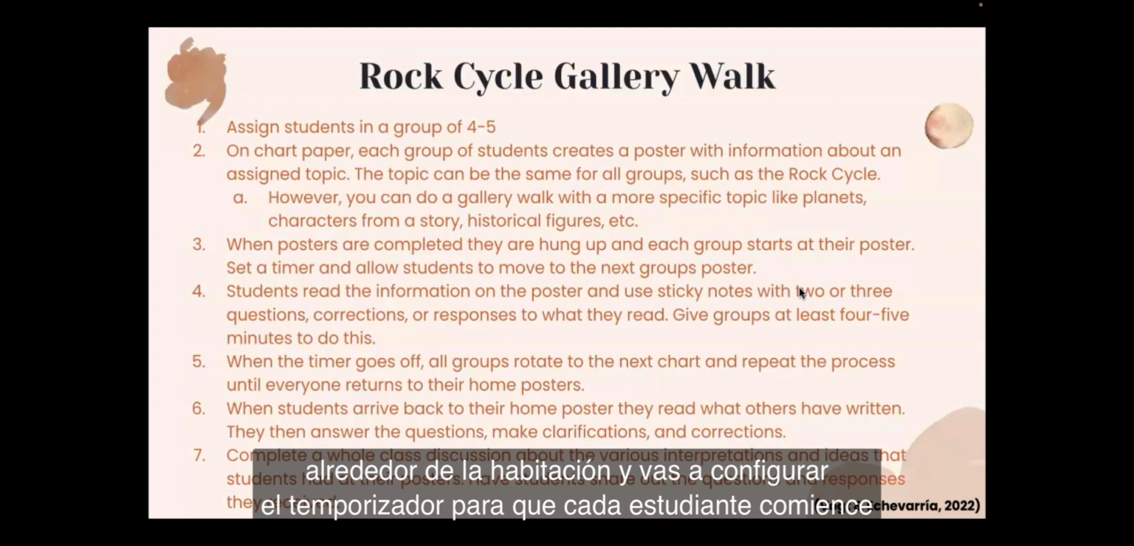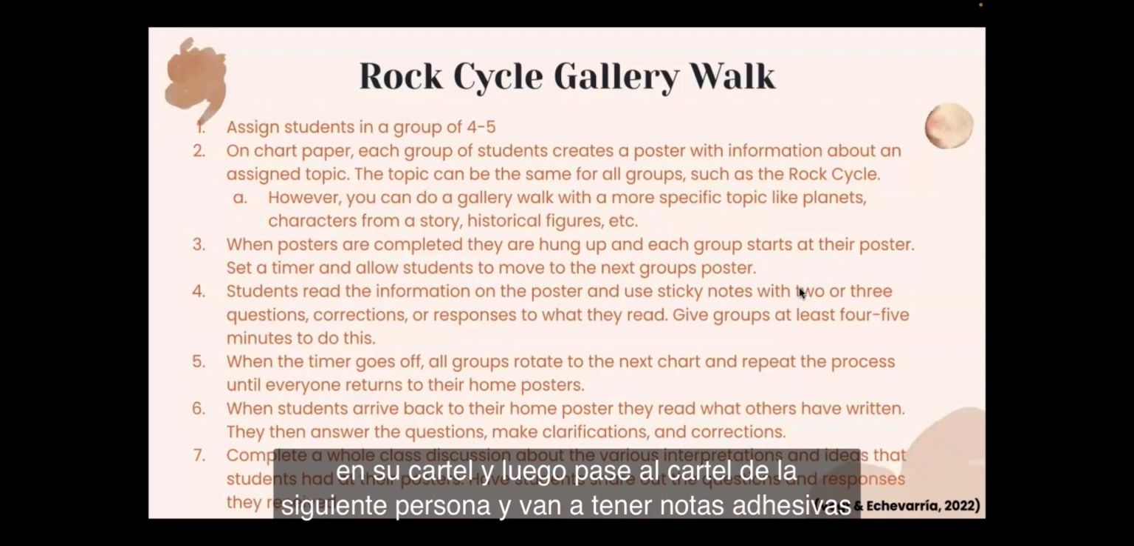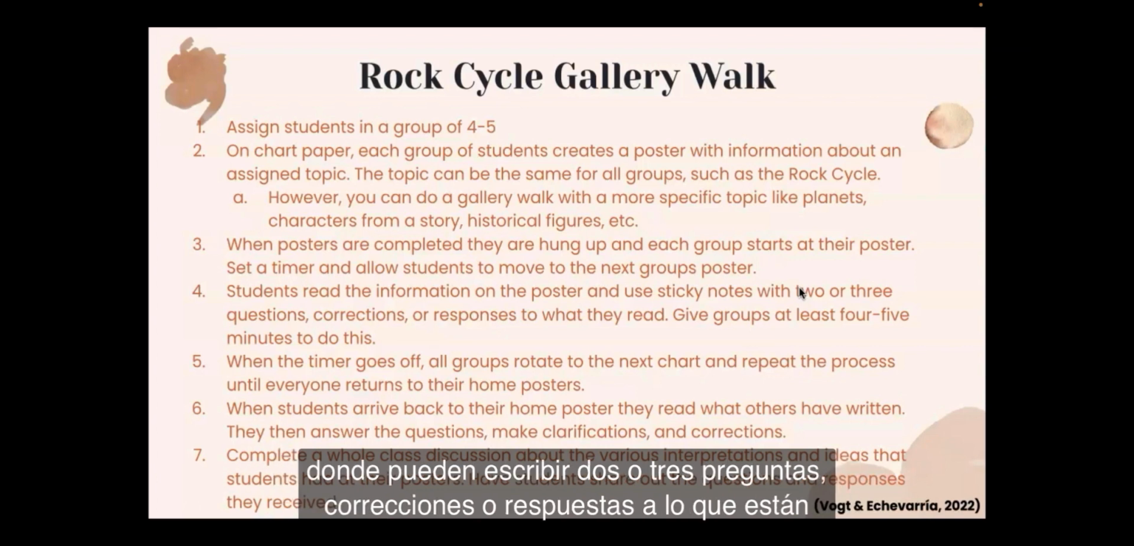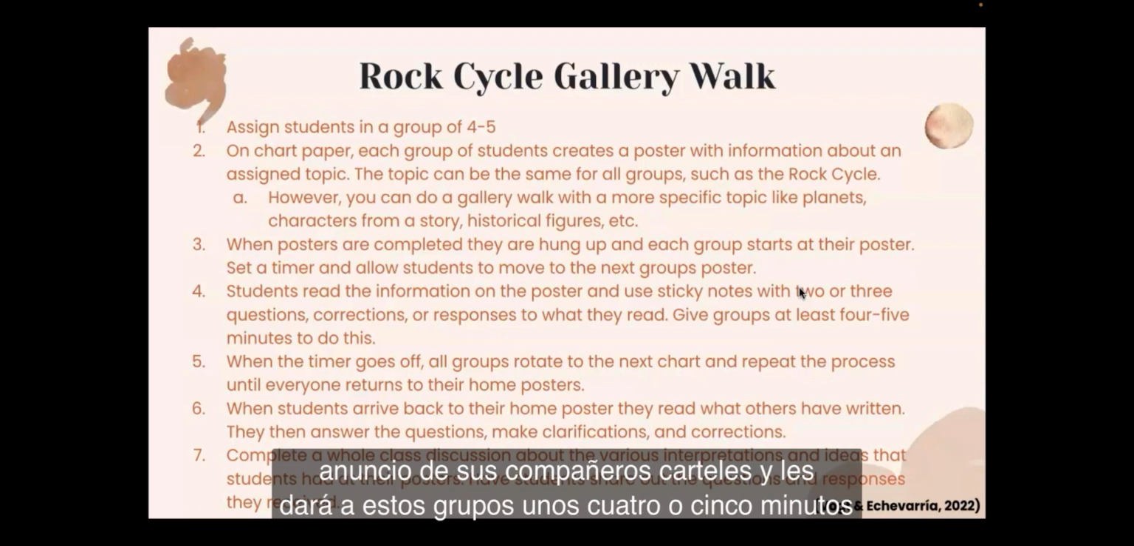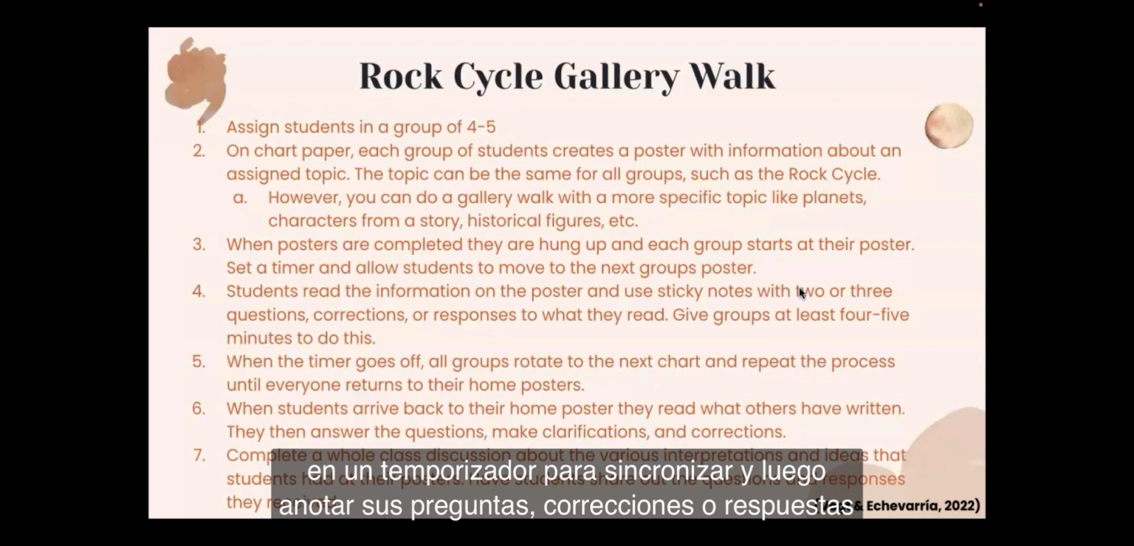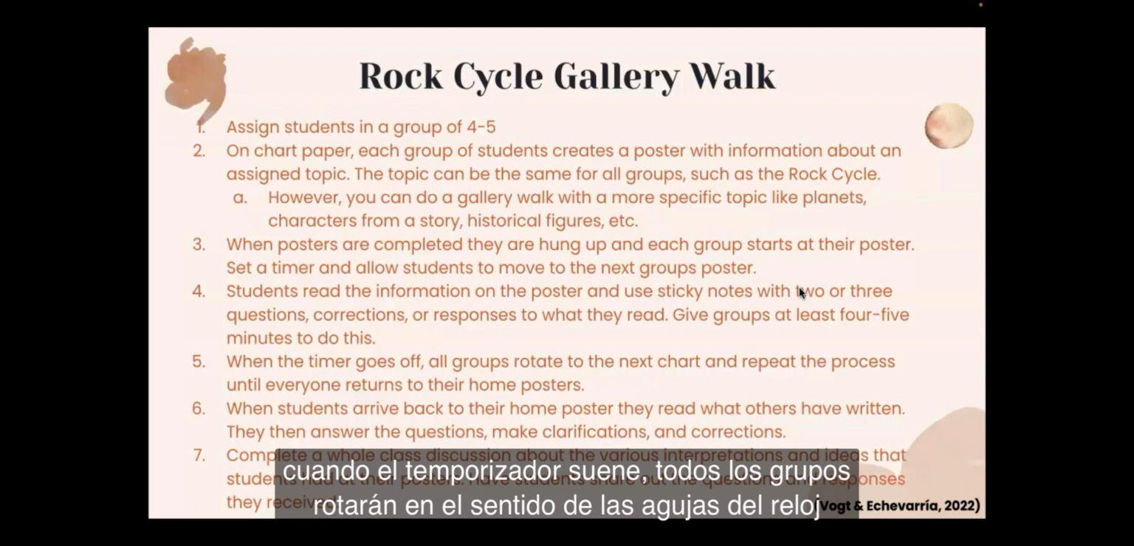The next step would be when posters are completed, they're hung up around the room, and you're going to set a timer. Each student will start at their poster and then move to the next person's poster, and they're going to have sticky notes where they can write 2 or 3 questions, corrections, or responses to what they read of their peers' posters. You're going to give these groups about 4 or 5 minutes on a timer to think and then jot their questions or corrections or responses. When the timer goes off, all groups are going to rotate clockwise to the next chart, and then they repeat the process until they return to their home posters.